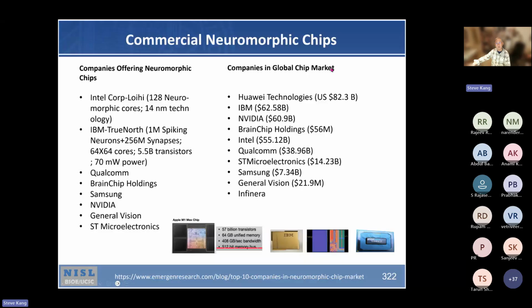global chip market, Huawei Technologies, their share is 82 billion, IBM 62 billion, NVIDIA 60 billion, 61 billion rather, BrainChip 56 million, Intel 55 billion, Qualcomm 39 billion, ST Microelectronics 14 billion, Samsung 7 billion, General Vision 22 billion, Infinera, I don't have a figure for that. But it shows some activities, right, in neuromorphic chips.